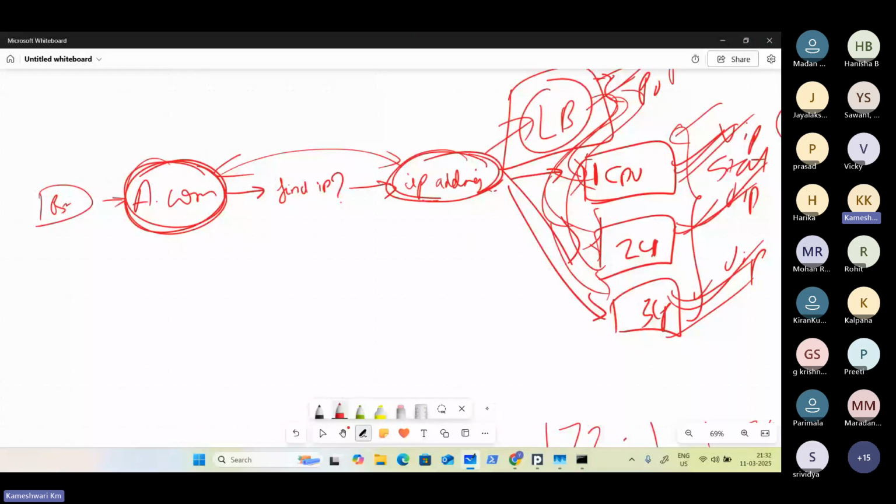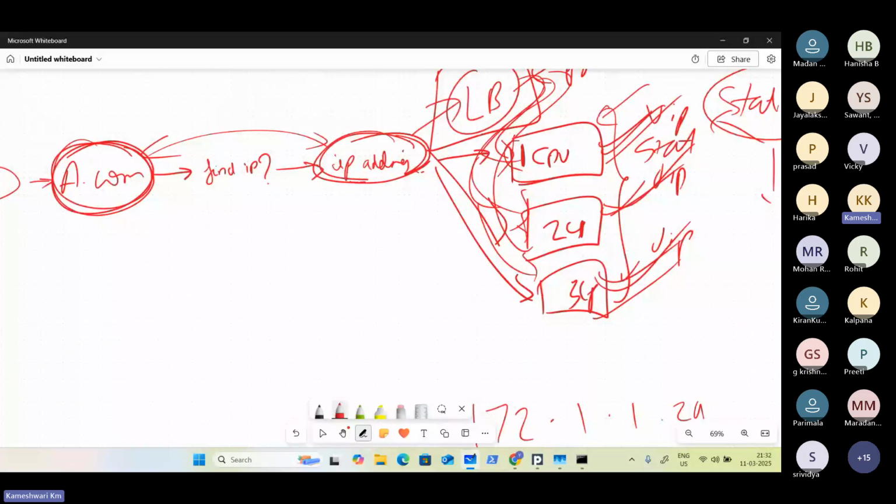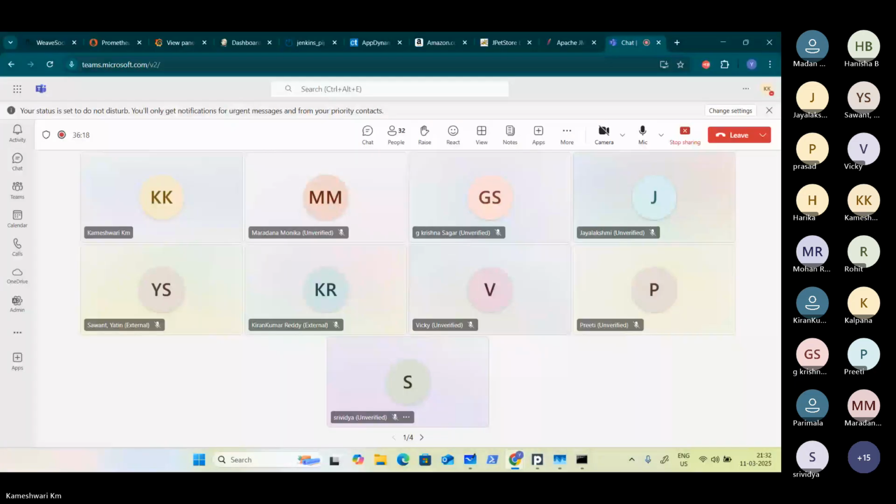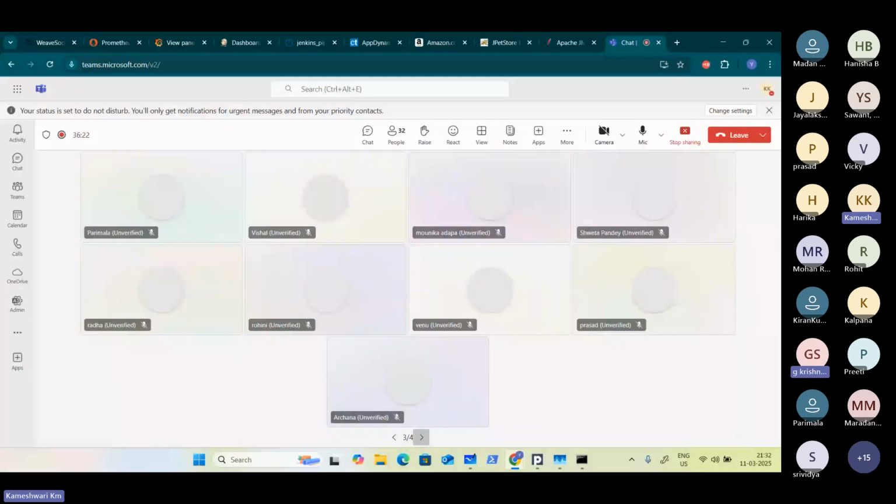Actually, I'm not spending more time on this. We have to move to other topics also. Any doubts, anyone? Siddharth? It was Siddharth, right? No, sorry. Who was asking the doubt? Anyways, let's move ahead.